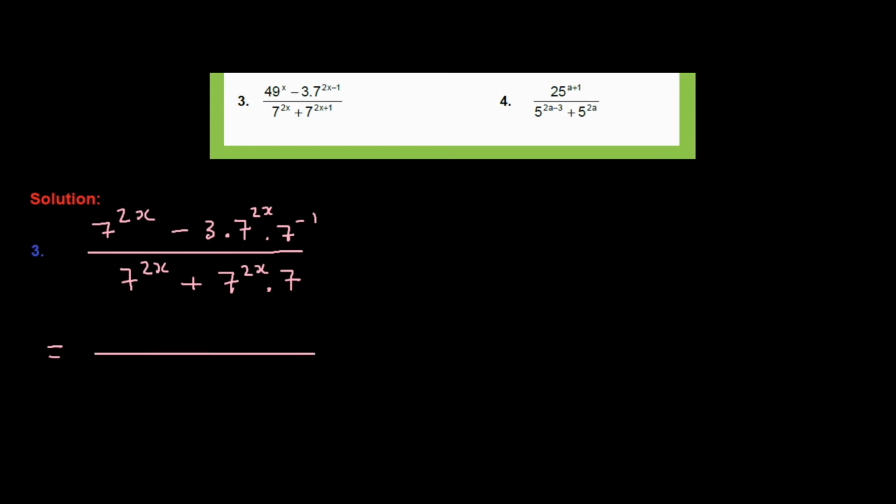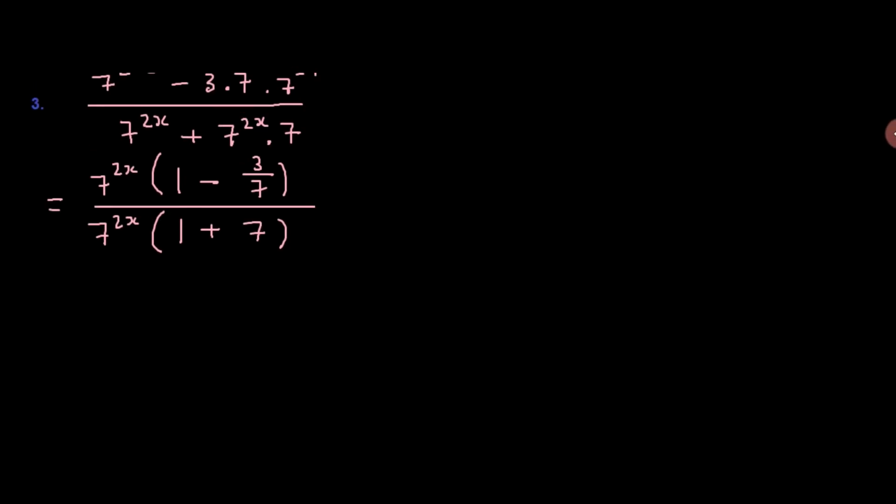Now we can take out a common factor in both the numerator and the denominator as 7 to the 2x. So it's 1 minus 3 times a 7th is 3 over 7. And in taking out a 7 to the 2x as a common factor in the denominator, it's 1 plus 7. These factors cancel again.